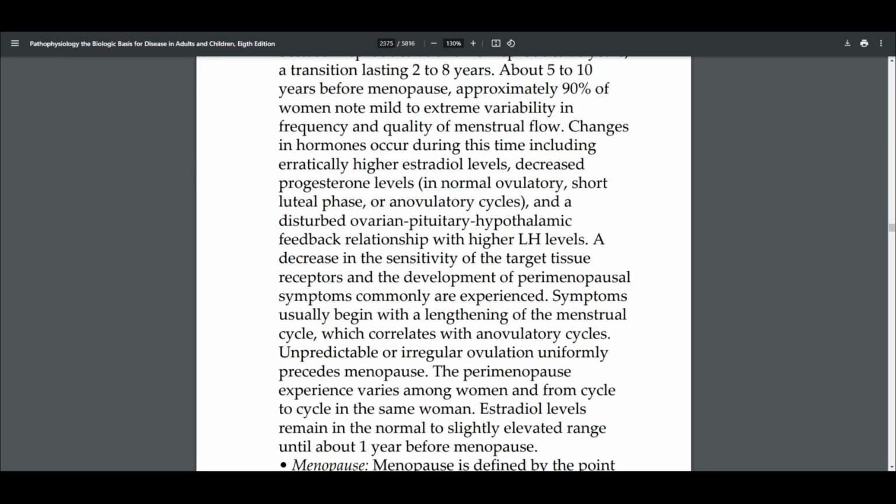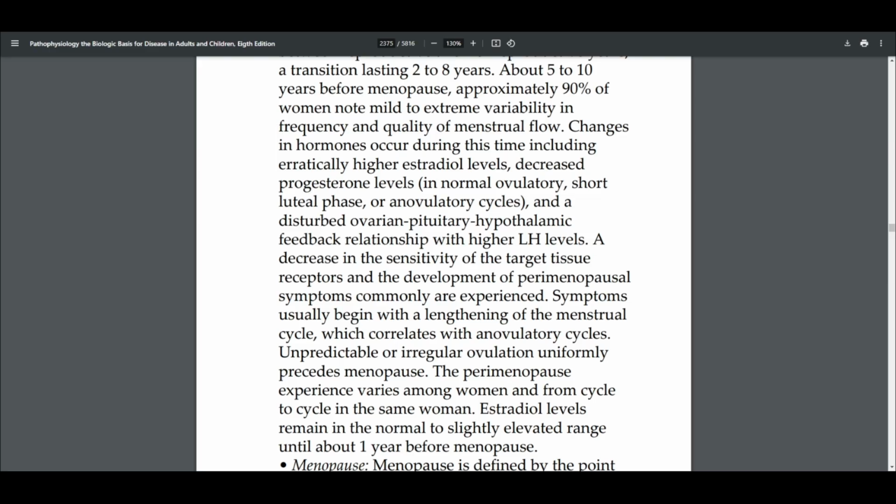Changes in hormones occur during this time, including erratically higher estradiol levels, decreased progesterone levels, and a disturbed ovarian pituitary hypothalamic feedback relationship with higher luteinizing hormone levels, a decrease in the sensitivity of the target tissue receptors, and the development of perimenopausal symptoms commonly experienced.